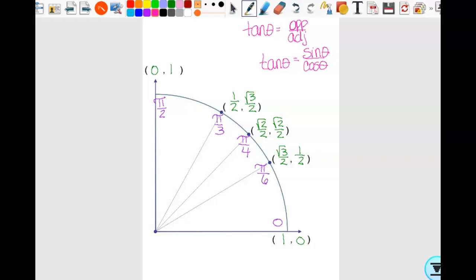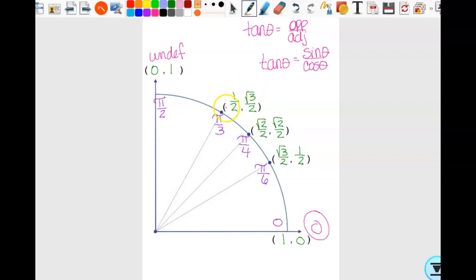Okay, so since tangent is sine over cosine, that means I can start here. Sine over cosine is going to be y over x. So I put 0 over 1. What is 0 over 1? 0 divided by 1 is 0. And 1 over 0 is undefined. We good with that? All right, so now we'll do pi thirds.